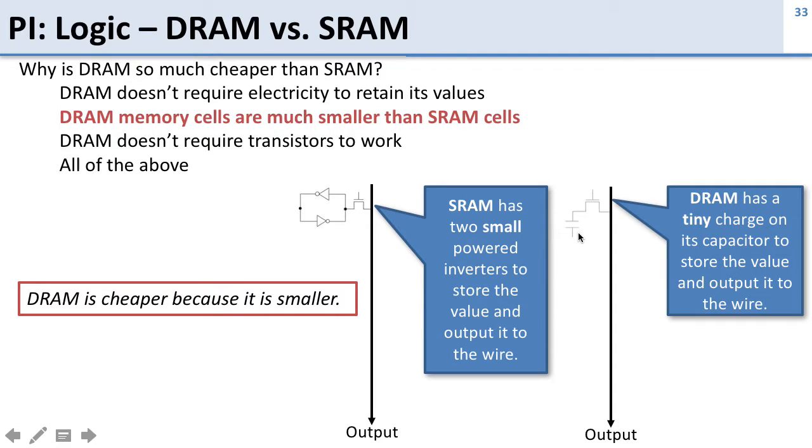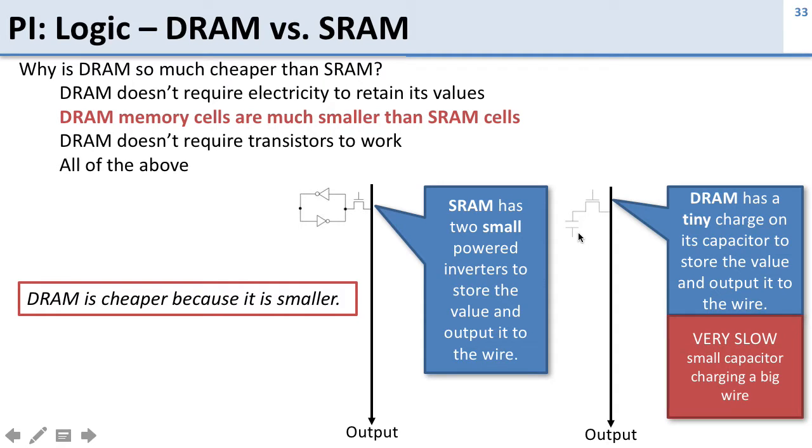And of course, this has different values on performance. The DRAM is going to be very slow because there's very little charge here to come out on this wire to change the output. Whereas the SRAM, these are powered inverters. They're connected up to the power, so they can drive their charge out onto the output much faster, so it will be much faster.